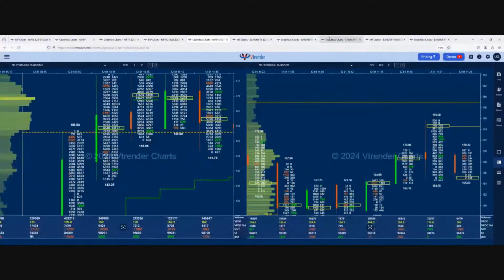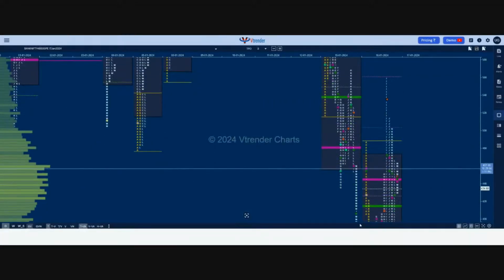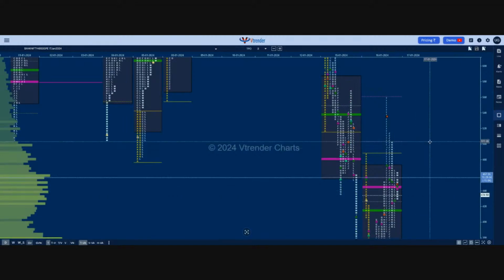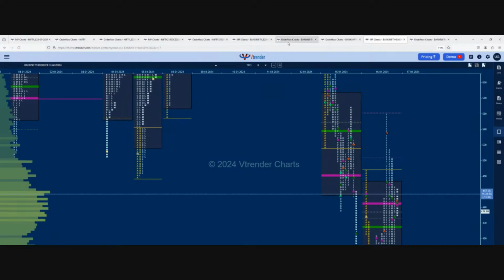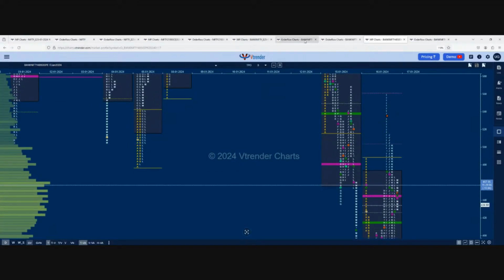I'll quickly, lastly, wrap up the Bank Nifty's setup today before we wind up, because I think we've already crossed time. So I'll start with the market profile chart of Bank Nifty.